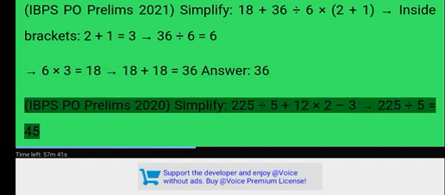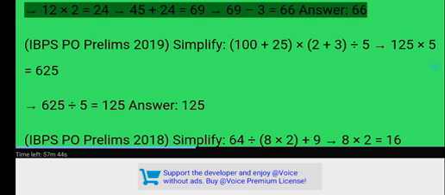IBPS PO Prelims 2020, simplify: 225 divided by 5 plus 12 times 2 minus 3. 225 divided by 5 equals 45. Then 12 times 2 equals 24. Then 45 plus 24 equals 69. Then 69 minus 3 equals 66. Answer, 66.